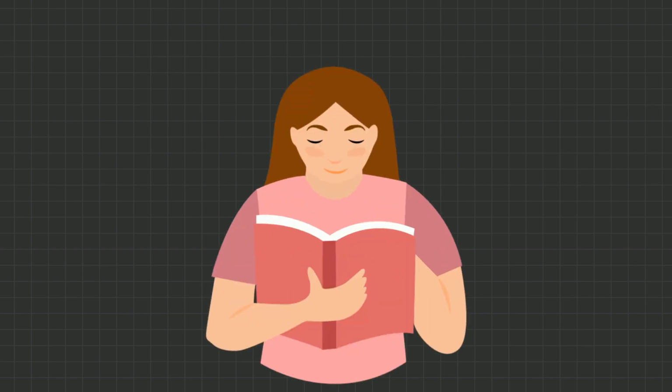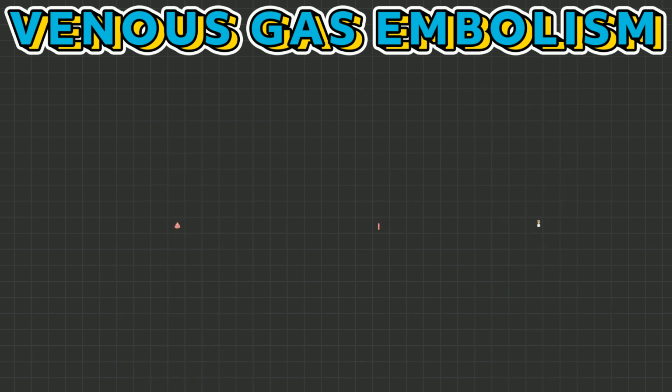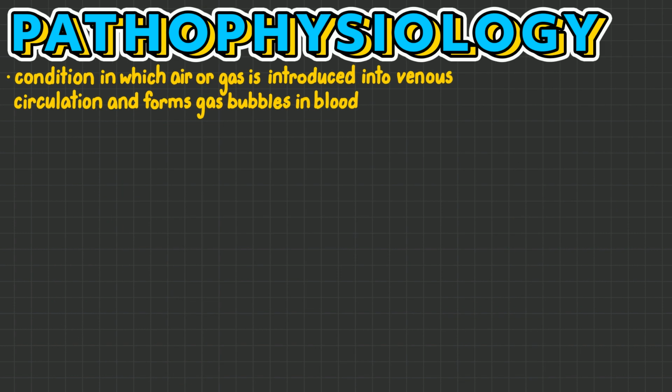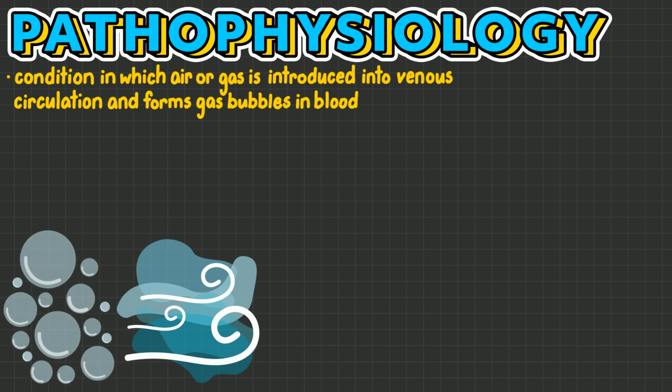If you want to learn everything you need to know as a nurse about venous gas emboli, then this is the video for you. A venous gas embolism is a condition in which air or gas is introduced into the venous circulation where it forms gas bubbles in the blood.